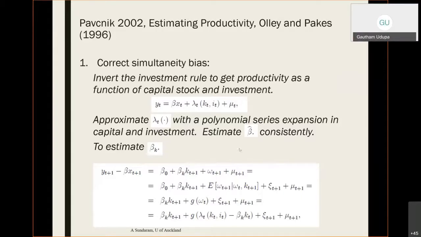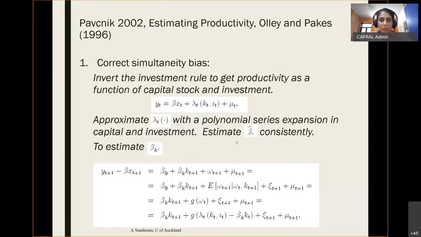Okay. Sure. All right. So what we're going to do is we are going to approximate lambda with a polynomial expansion in capital and investment. And we're going to stick that polynomial here. So on the right-hand side, in your regression, you're going to have Y_t on the left, output. On the right, you're going to have labor and materials, which are your variable inputs. And then you're going to have some polynomial function of capital stock and investment, because that is going to proxy for productivity that is hiding in the residual, essentially.